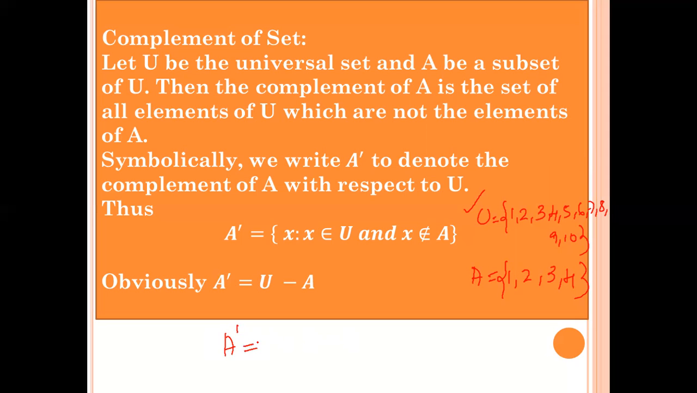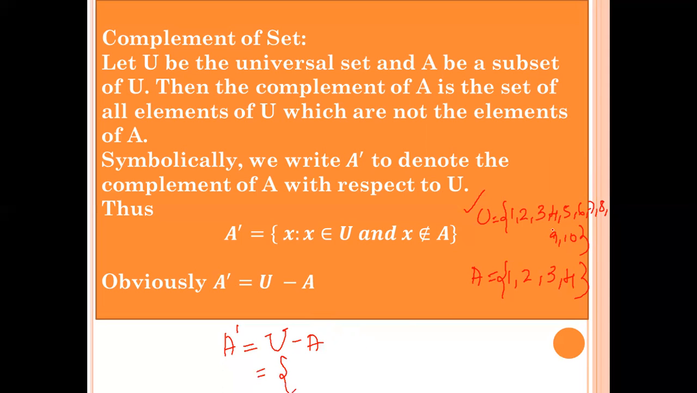So A dash is equal to, according to the theory, U minus A. So what you have to write? You have to write all those elements in U which are not in A. So what is A dash?